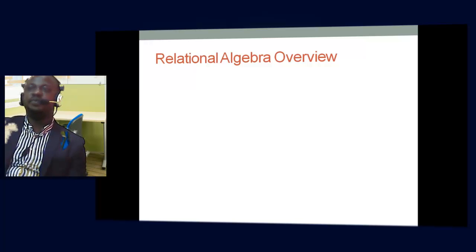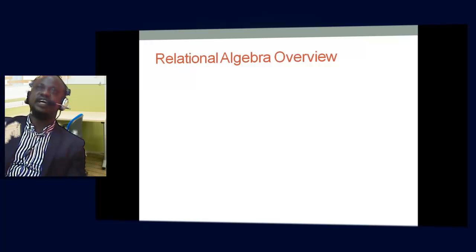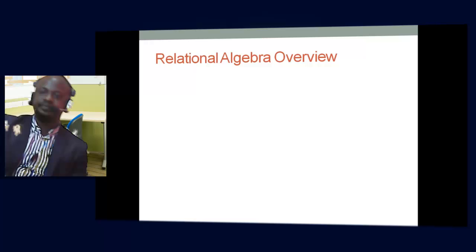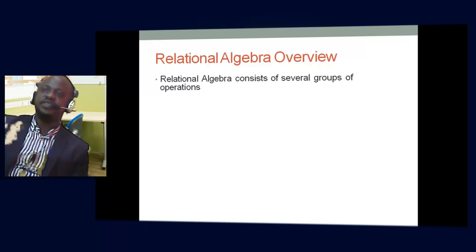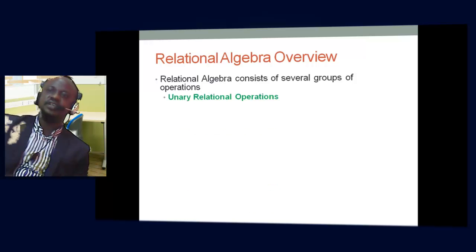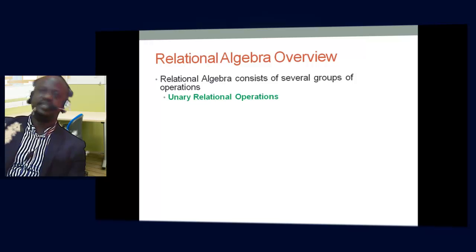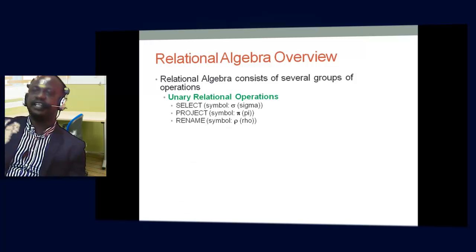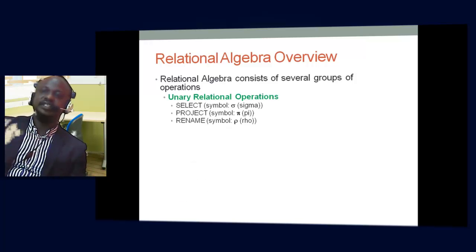Now, before we move on, let us look at the relational algebra overview. Relational algebra consists of several groups of operations. Number one, unary relational operations, which include the following: selection, projection, and rename. These are the unary relational operations.